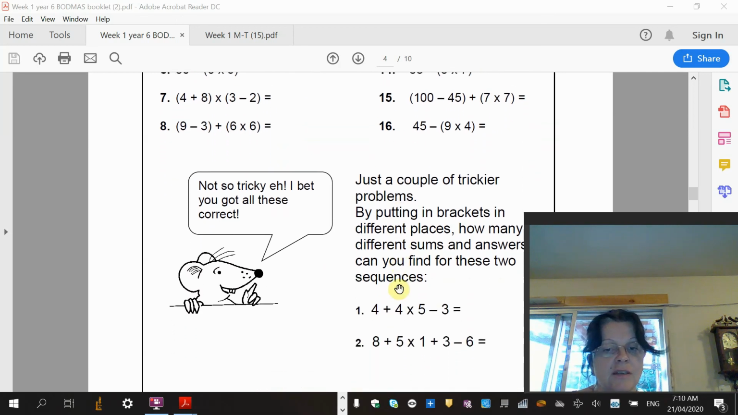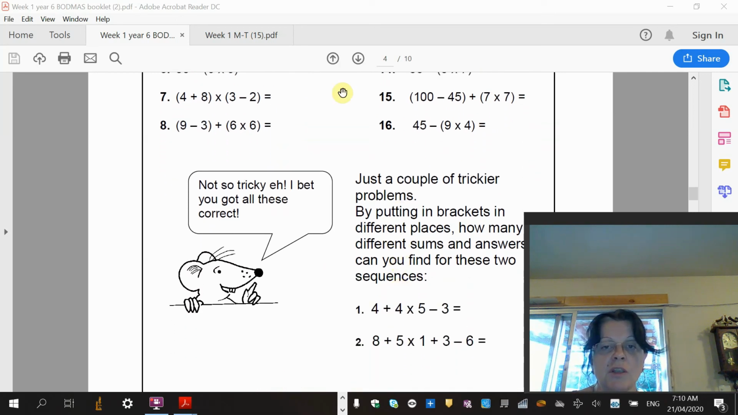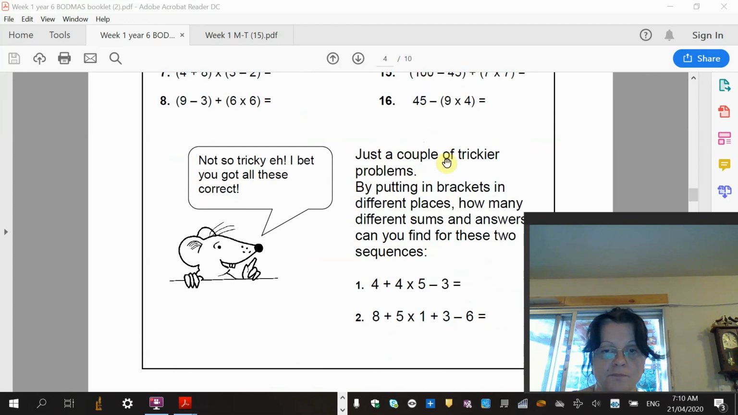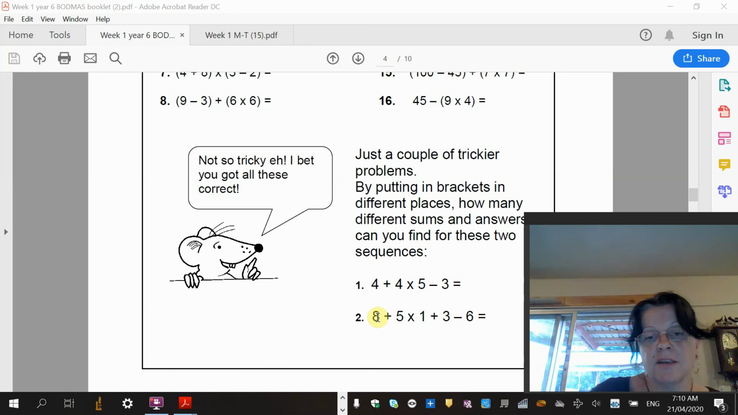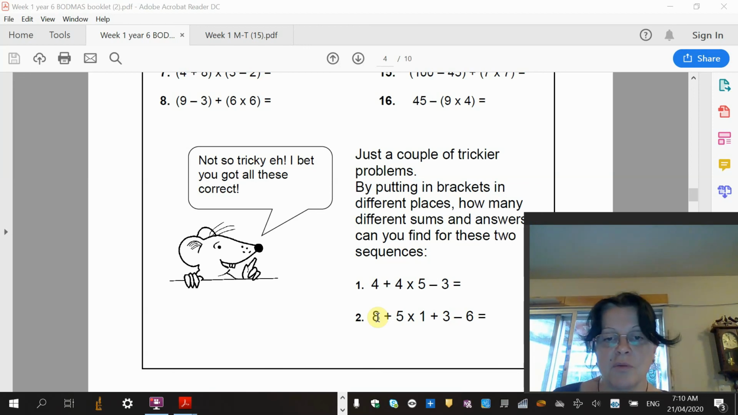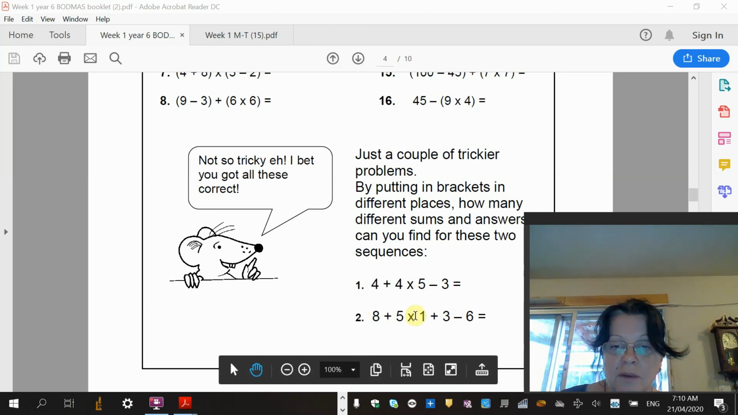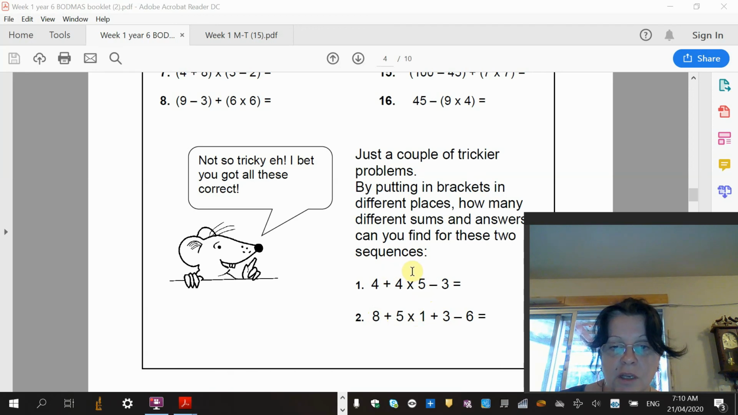And as you can see, it's not that tricky. Now, when you get all of those done, there's 2 little tricky ones that they've given you down the bottom just to check your understanding. So this is where you really have to follow BODMAS. So here, what comes first, the multiplication, so you put brackets around those. 4 times 5 is 20, write it up the top. Then addition, plus 4, then subtraction, take away 3. So you start with this one, you jump over to this one, and then you come back to that one.